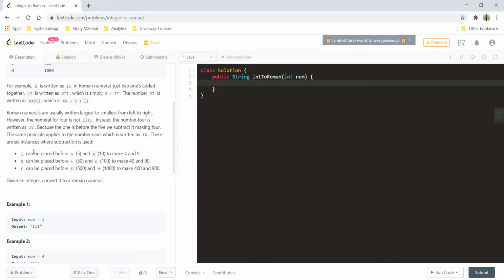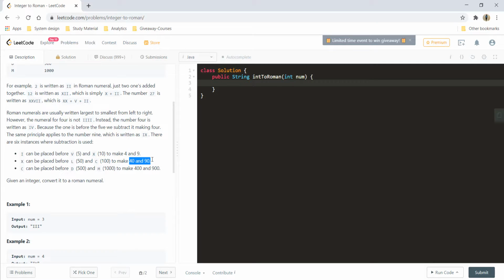There are 6 instances where subtraction is used. 1 can be placed before 5 and 10. 10 can be placed before 50 and 100, and C, that is 100, can be placed before D, that is 500, and 1000, to make these all numbers.